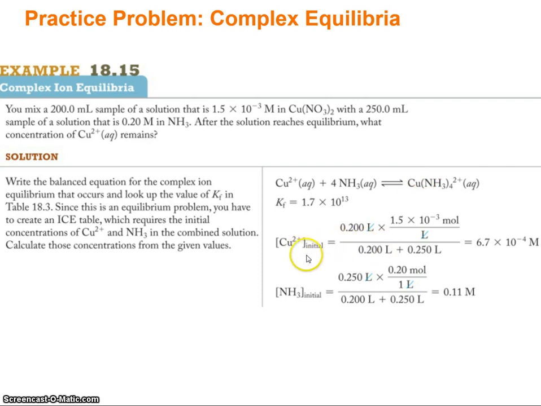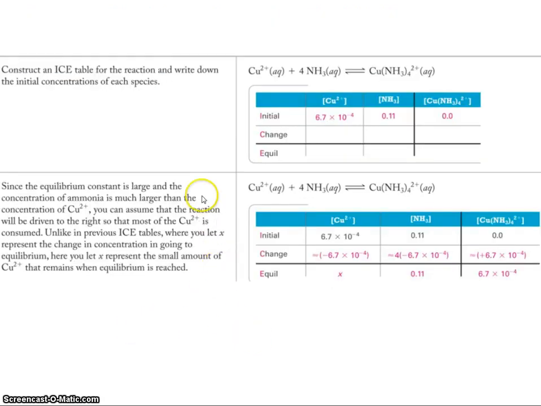First thing we need to do is figure out our initial concentration of the copper. So we'll take our 0.2 liters and the concentration to give us moles, and then we're going to divide by the total volume, because we mixed 200 milliliters and 250 milliliters, and I get 6.7 times 10 to the minus 4 molar copper. Do the same sort of calculation for the ammonia. So once you've figured out the ammonia concentration, we're ready to set up our equilibrium table.